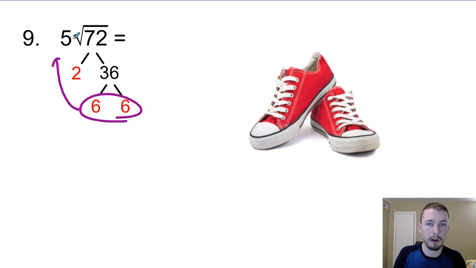Uh-oh, I already had a 5 on the outside, so what do I do? Well, that was weird. Let's try that again. All right, so it's going to be 5 times 6 radical. What's left on the inside? Just the 2 all by its lonesome. And then go ahead and multiply those together, which will give us 30 radical 2.